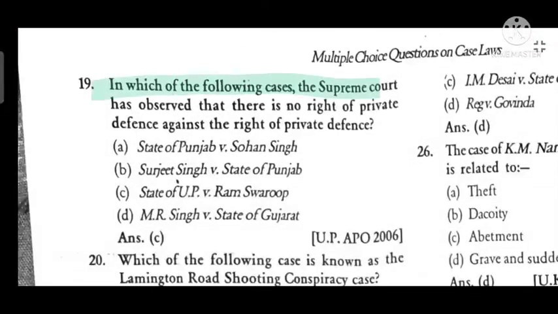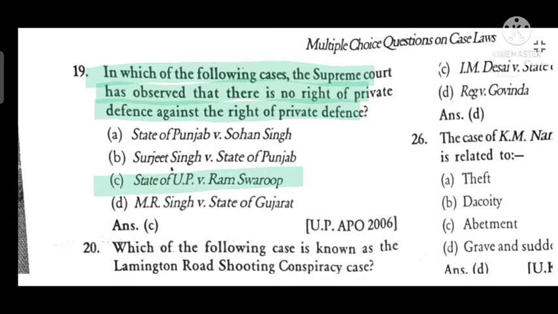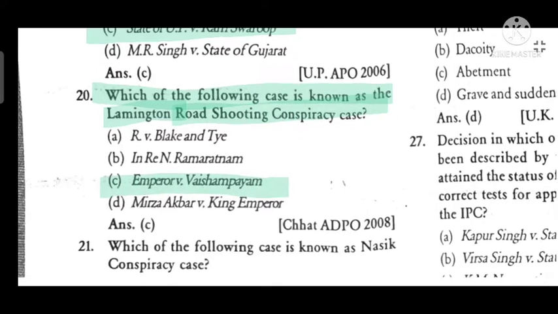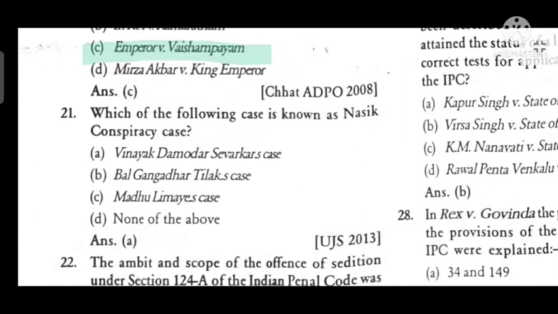In which one of the following cases has the Supreme Court observed that there is no right of private defense against the right of private defense? State of UP versus Ram Swarup. Which one of the following cases is known as the Lamington Road shooting conspiracy case? Emperor versus Vasudeo Vinayak. Which one is known as the Nasik conspiracy case? Vinayak Damodar Savarkar case.